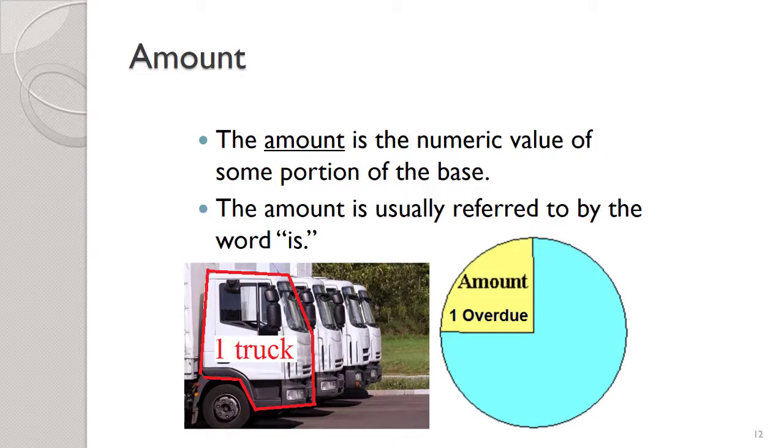And finally, the amount is whatever the percentage represents. So that 25% represents 1 truck. That is the amount of trucks that are overdue for their oil change, and that almost always shows up next to the word is. So let's take a look at a couple of percent statements and identify the base, the rate, and the amount.